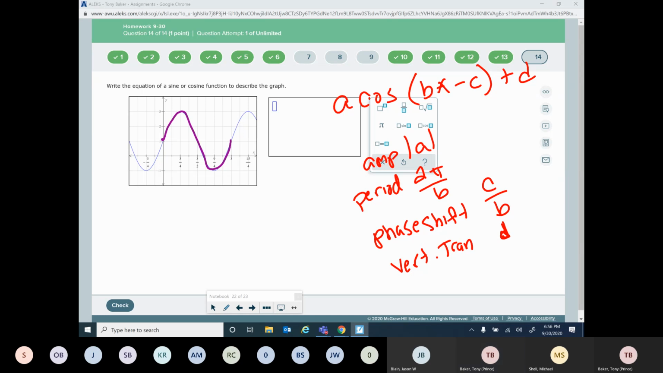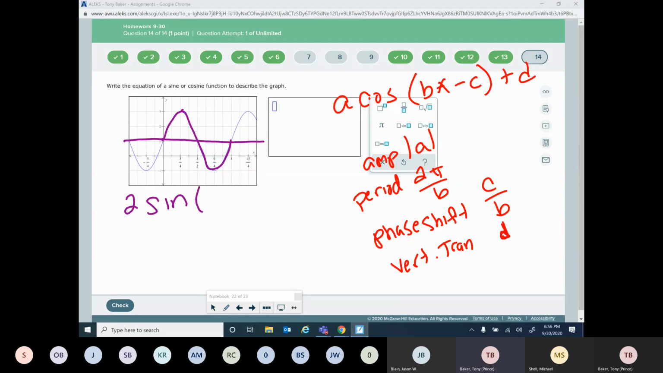So the first thing we have to figure out is, let's look for my A. Let's look at my amplitude. So that's my center line. So it's not going up 1, it's going up 2. So A is going to be 2. The next thing we look at is, is it sine or cosine? That is a sine function. So we're going to use sine.